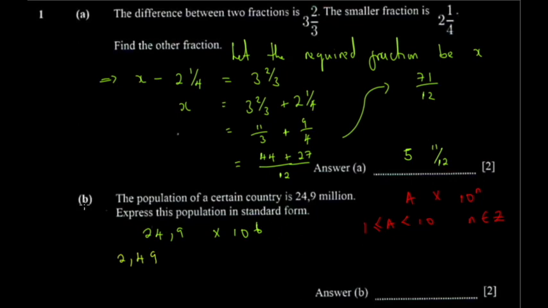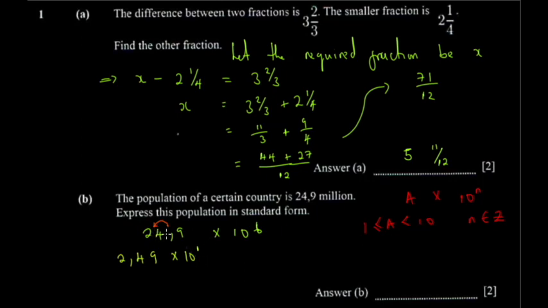2.49. Okay, there are two ways to go about it. We have made this one smaller here. So if we have made it smaller, we have to power it back. That's how we retain value. Okay, so we power it back by the number of shifts for the comma that we did. So here the number of shifts would be just 1.